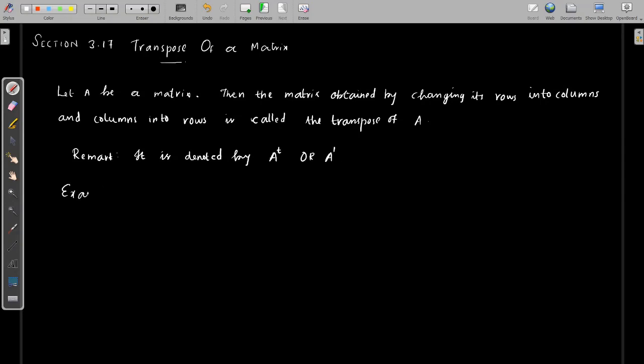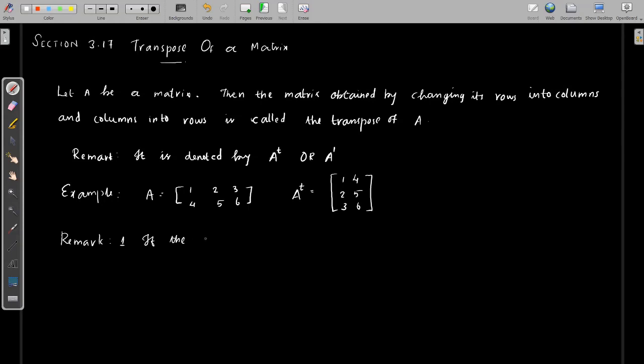For example, A is equal to the matrix 1 2 3, 4 5 6, which is a 2 by 3 matrix. Then its transpose is 1 2 3 4 5 6 arranged in columns. It is always a 3 by 2 matrix. Another remark: if the order of A is m by n, then the order of its transpose, A transpose, is n by m.